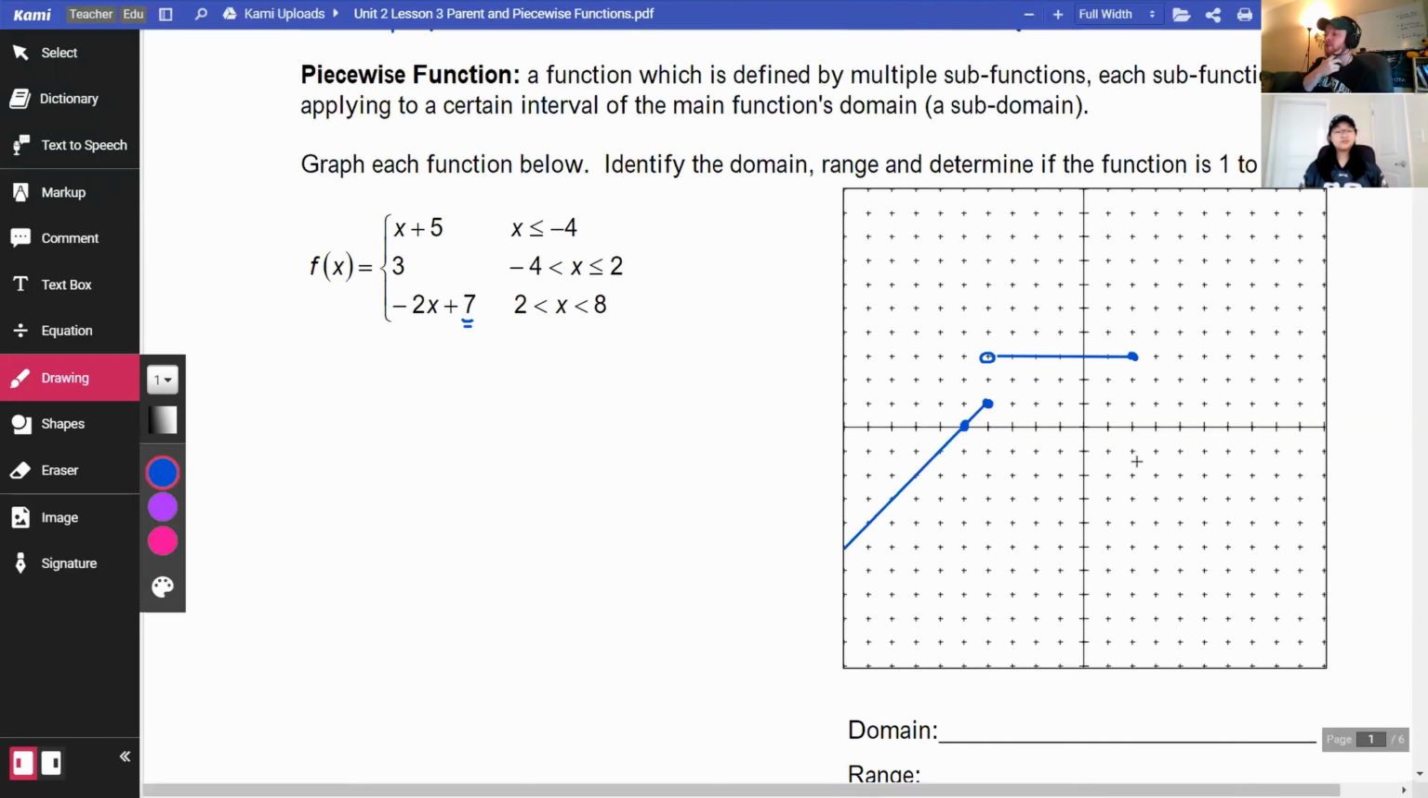What happens when I plug in 2? Plug in 2, which is the end of our subdomain, and then we get 3. Sweet. And so should I put a hole there? Well, actually, I don't know. What do you think?